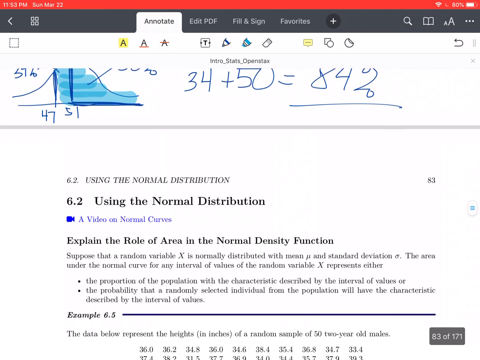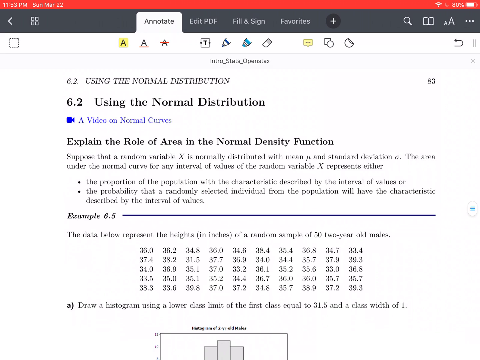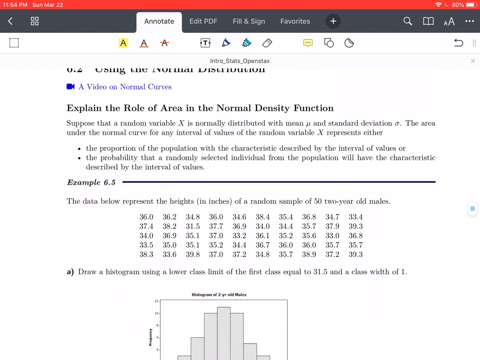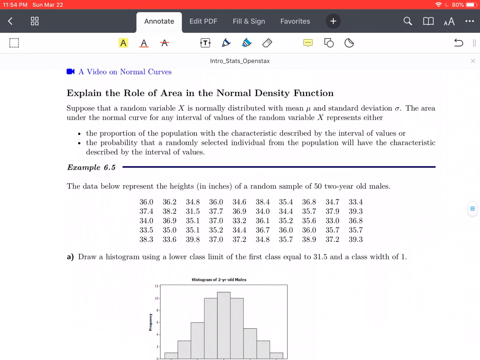So now, when we're looking at using the normal distribution, we're going to look at what we can actually use it for, start making some interpretations about this. We're also going to be incorporating the technology here a bit, so you want to get your Desmos handy if you have it. So when we're looking at a normal distribution, a normal curve, we're going to be interpreting that area beneath the curve as either a proportion or a probability.